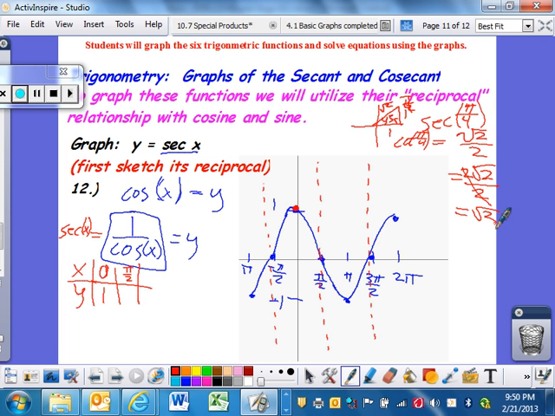If we have this square root of 2, is that more or less than 1? It's going to be a little bit more than 1. And if we plug in negative pi over 4, we end up having something a little bit more than 1 also. So we can see the trend of how it's starting to go up. Instead of following the cosine down, the secant does the inverse and starts to go up.